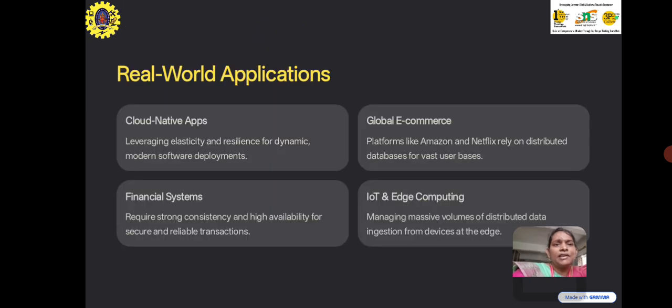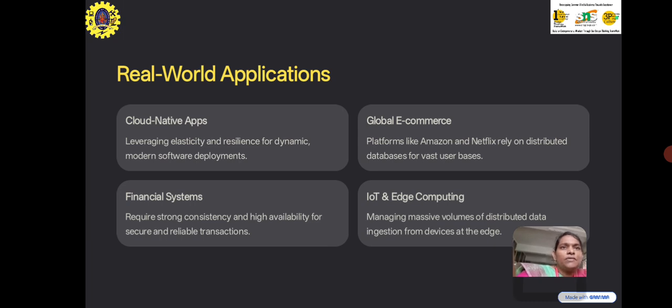Let us see the applications. Some real-world applications are cloud-native apps, global e-commerce like Amazon, financial systems where consistency is critical, and IoT and edge computing, managing billions of devices. I hope you all understand the system.